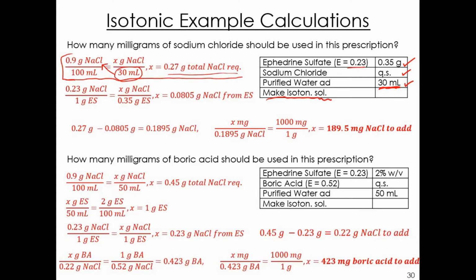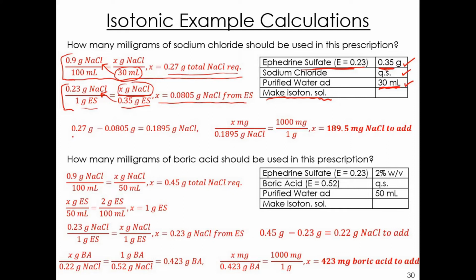And now we need to account for the contribution of particles from the other ingredient, which is ephedrine sulfate. And we can do that using its E value. Its E value is 0.23, and that means there are 0.23 grams sodium chloride for every gram of ephedrine sulfate. And the prescription says that we have 0.35 grams of ephedrine sulfate. So we'll put that here and ask how many grams of sodium chloride that represents in solution. So cross multiplying, we get X is equal to 0.0805 grams sodium chloride. That's what's represented by the ephedrine sulfate.